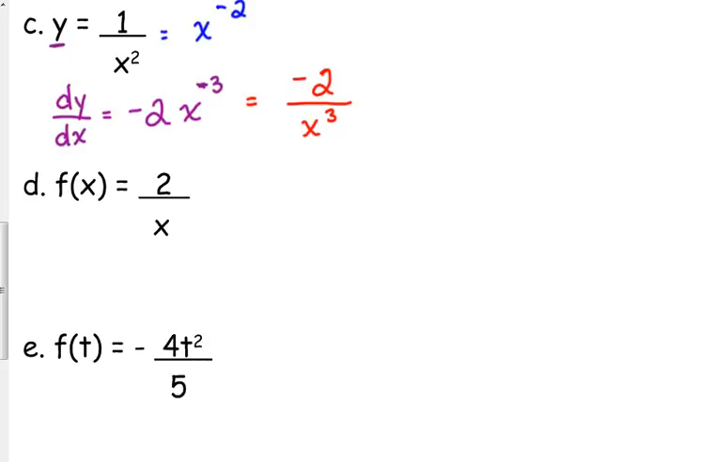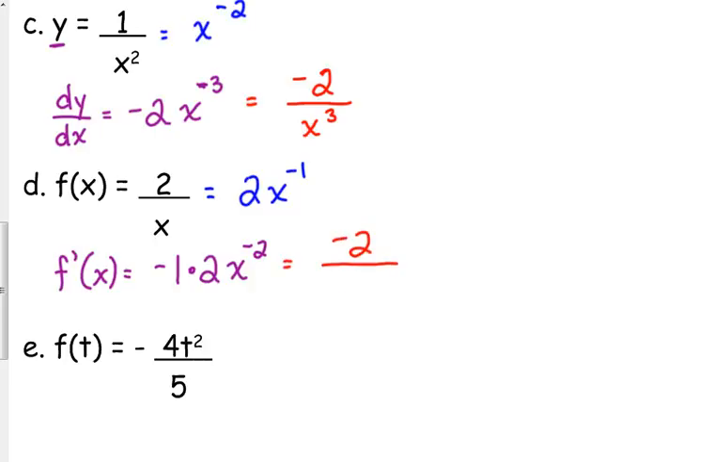Okay, let's do a few more. f of x is equal to 2 over x. Again, we need to express that as a power. So 2 over x is equal to 2 times x to the negative 1st. f prime of x is negative 1 times 2 x to the negative 2. So when we clean that up, we've got negative 2 in the numerator over x squared. Only the variable with the exponent moves. The 2 does not move.